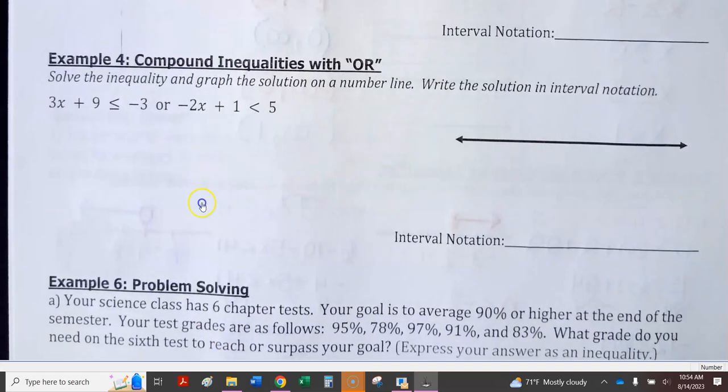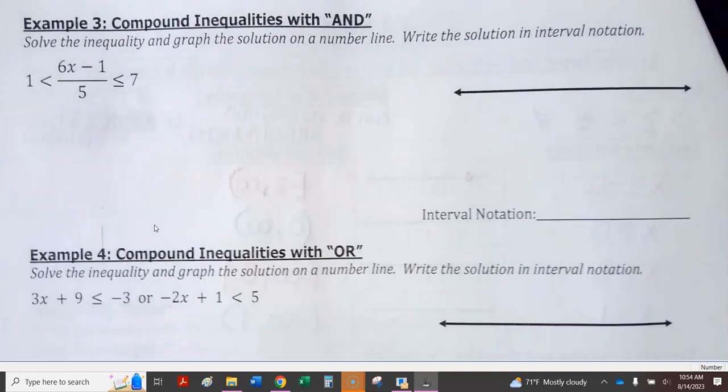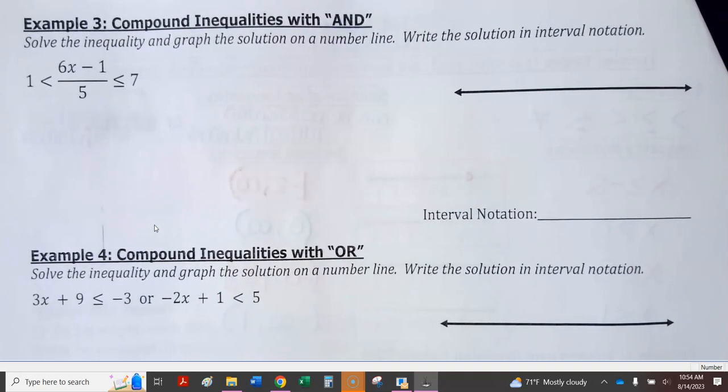Now, let's see if you can solve a compound inequality. We'll go through this real quick because I know we don't have a lot of time left. How would you solve this one at the top? I've got two inequality symbols here, and I've got 6x minus 1 all over 5. How would you go about solving this compound inequality?